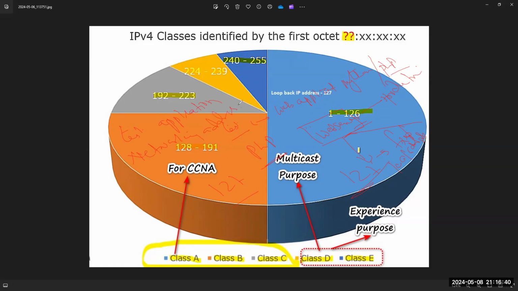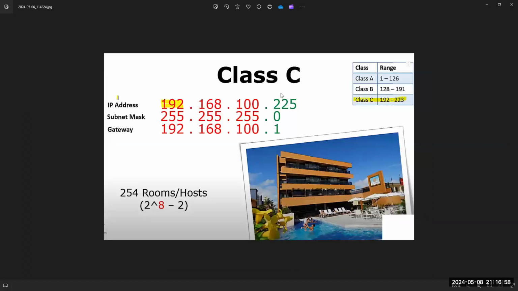This you should remember, and CCA can ask you. That is why I am repeating a little bit before moving forward. Class C, the range is 192 to 223. This is very, very important to remember. Class B is 128 to 191, and class A is 1 to 126. This is what we have seen, correct?